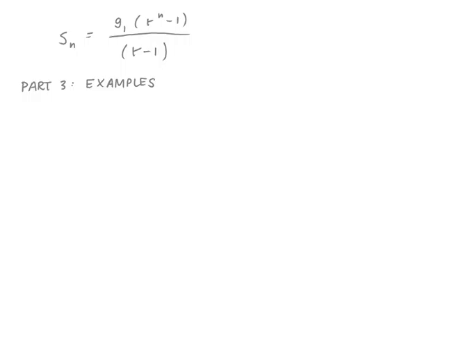And in the last video, we derived the equation that gave us Sn, the summation for n number of terms, equals g1, that's the first term, multiplied by r to the nth power minus 1. N here again is the number of terms. R here is the common ratio. This is all divided by r minus 1, r being that same common ratio. Let's look at some examples.